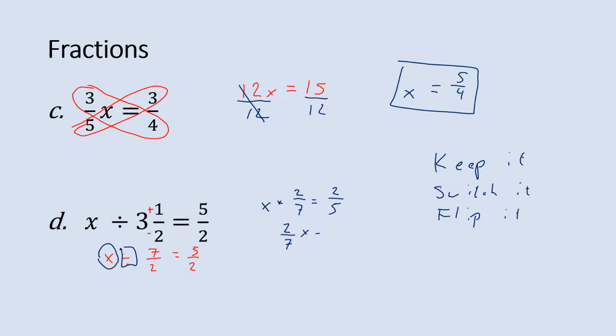2/7 x equals 2/5. And then once we have that, we can solve it just like the one we did up top. So 2x times 5 is 10x equals 14, and then divide to get the x by itself. Okay, make sure we always want to simplify our fractions. So we have 14 over 10. We can divide both of those by 2, and we get 7/5 as our answer.